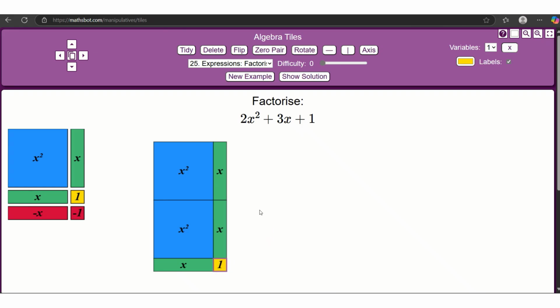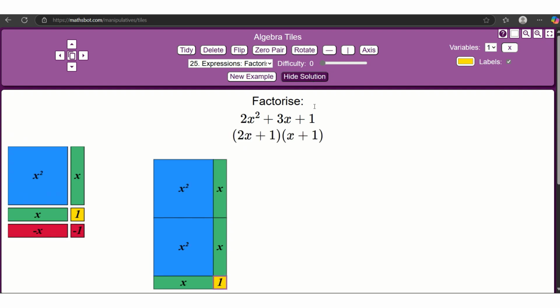And then you would simply look at the length and the width of that rectangle, and that would give you your factors. So this would be x plus 1, because we have a distance of x and a distance of 1. And this would be x and then another x, so 2x plus 1. And so the factors are x plus 1 and 2x plus 1, and you could put those in either order. Oh, look, 2x plus 1 and x plus 1. Let's take a look at another example.